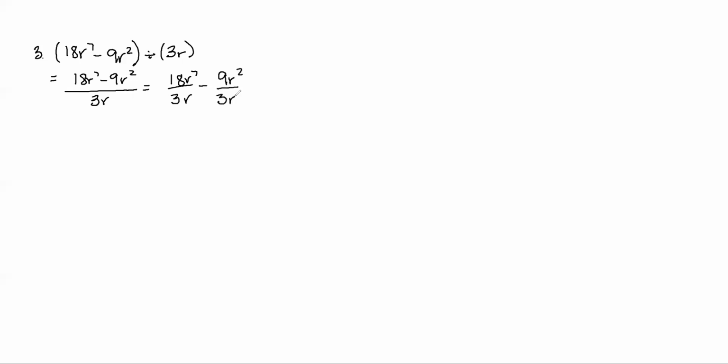All right, now let's divide. 18 divided by 3 is 6. And we can cancel out 1r, so we're left with r to the 6th. Minus 9 divided by 3 is 3. Cancel out 1r, so we're left with an r to the 1st, or just r.